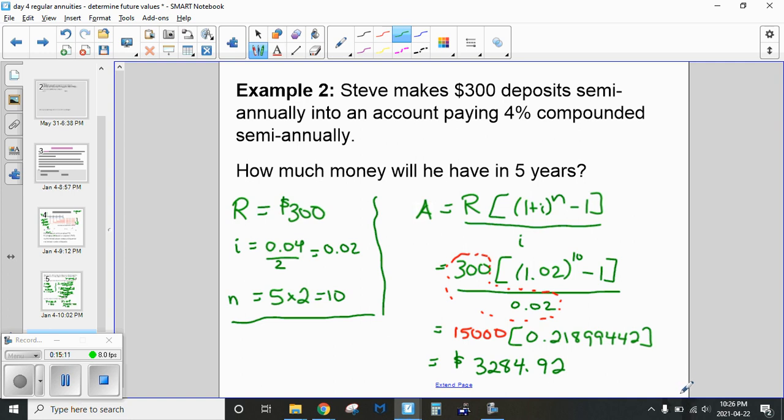This one doesn't ask to figure out the interest, but just out of my own interest, $300 payments 10 times. So he actually put 3,000 into the bank and he got out 3,200. So he made like $200 or $300 worth of interest. All of that part is interest over a time of 5 years.